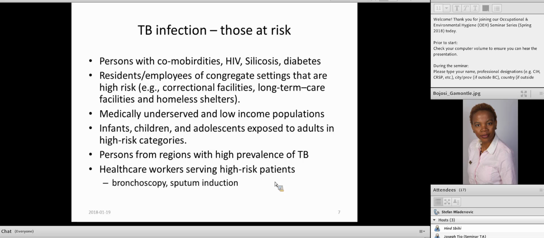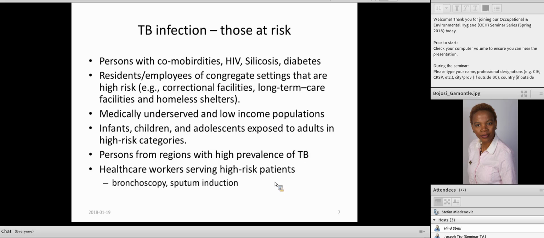Persons from regions with high prevalence of TB, as we saw in the map, that TB is disproportionately spread out globally. So people who are from countries where there are high levels of TB are likely to be exposed and have TB.